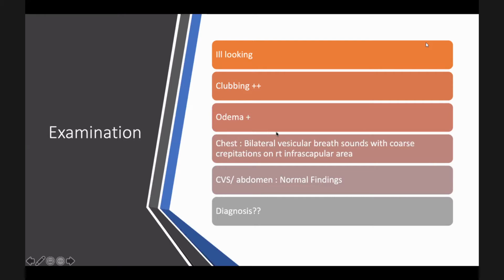And then on chest examination, the patient has bilateral vesicular breath sounds with coarse crepitations in the right infrascapular area. CVS and abdomen are unremarkable. So we made a provisional diagnosis on the background of tuberculosis. Tuberculosis might have healed with bronchiectatic changes. So we made this a case of post-tuberculosis bronchiectasis as a diagnosis.